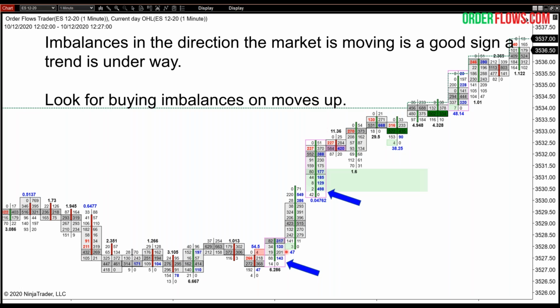Just as, if all of a sudden you got long down here at 27, 27 and a half, the market starts going up and you see all these buying imbalances, that's good, all right? You're going to want to probably stay in the trade a bit longer as long as there are buying imbalances in the direction of the trend you're going.